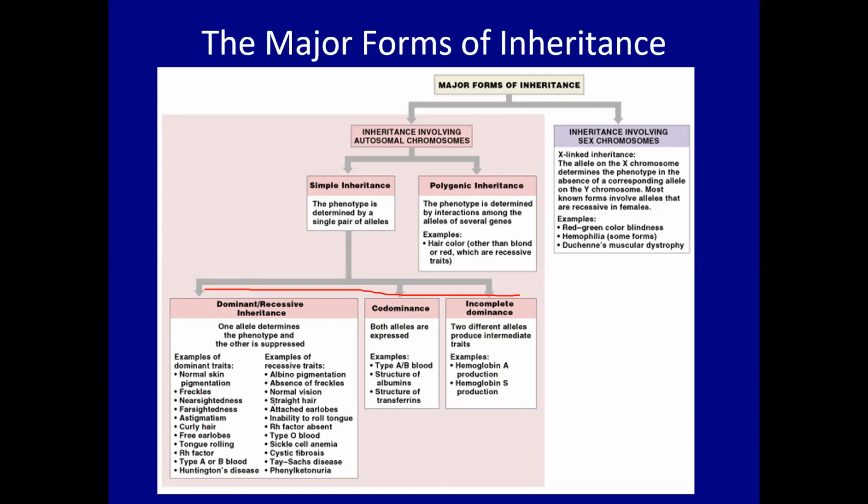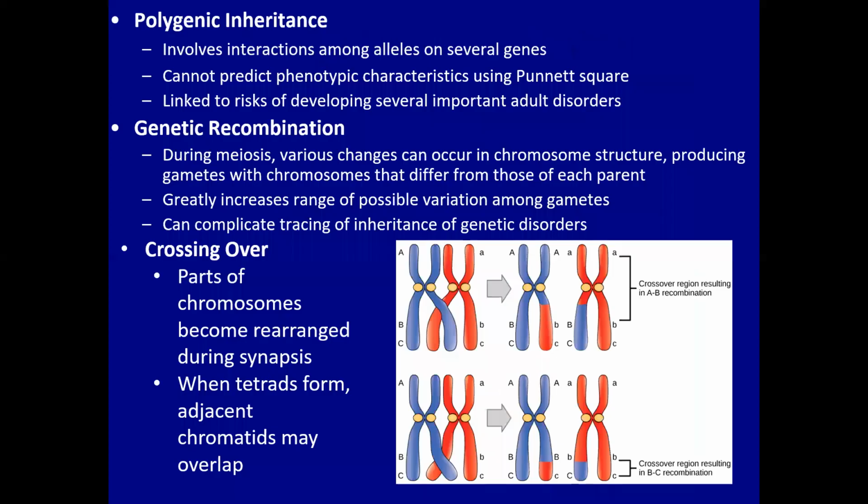So when we're looking at polygenic inheritance, again, hair color indicates that it's many genes that cause this. For sex-linked chromosomes, as you well know, red-green color blindness, some forms of hemophilia, and some forms of muscular dystrophy. So again, polygenic inheritance, it's several genes. You can't predict it with a Punnett square.